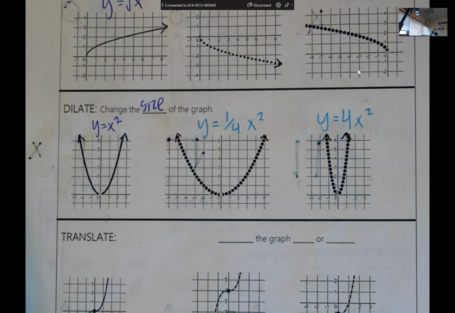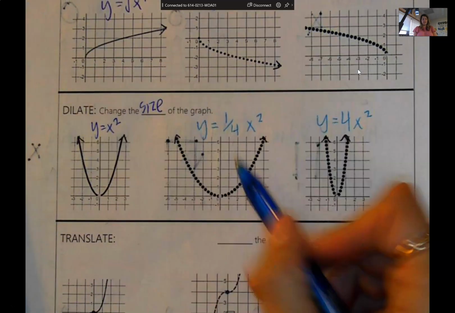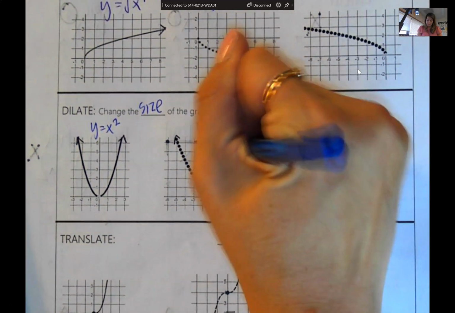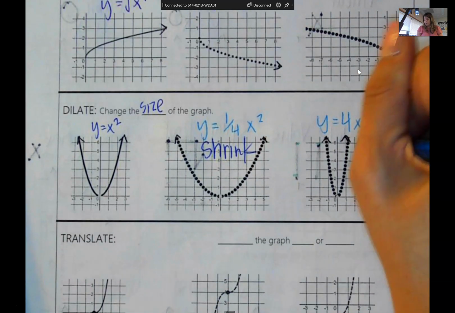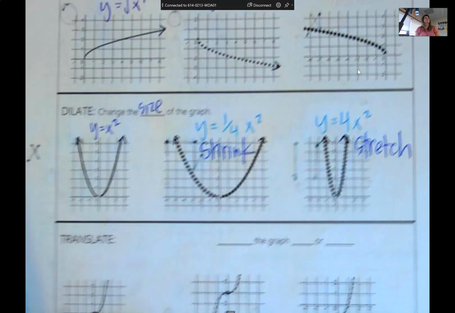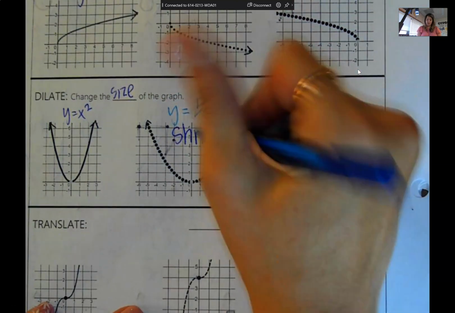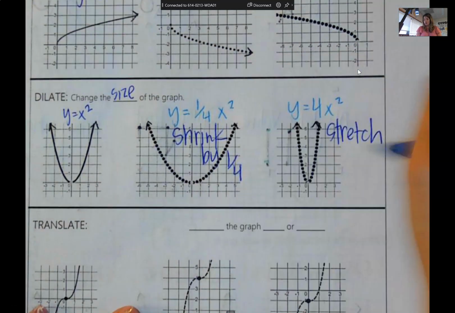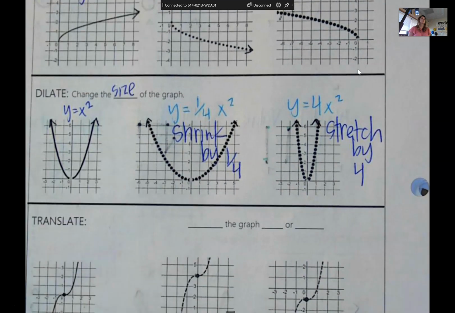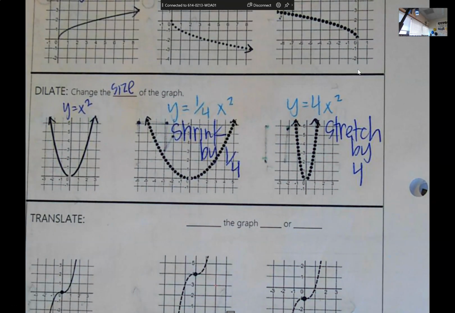So the shrink actually makes the graph look wider. I know that seems weird, because it is weird. This guy is your shrink. This guy is your stretch. You normally say shrink by 1/4, stretch by 4. And you'll have your notes to refer to, so you don't have to memorize any of this. You just need to know how to match what you're seeing up with one of these examples.